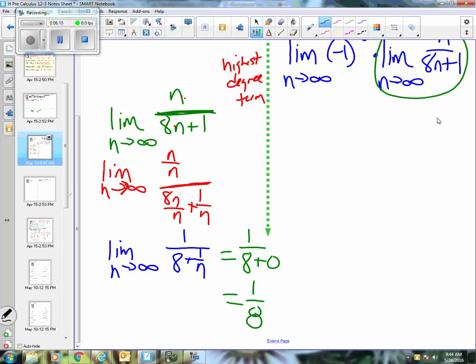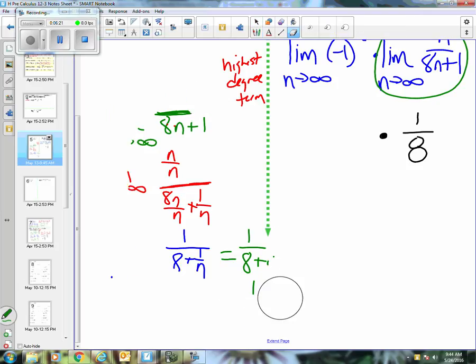So the limit for this part is 1/8 times, now we need to talk about this -1 to the n thing. All right, so we're going to do our work for that over here. So everybody have what you need for this. I'm going to go ahead and talk about the other one.